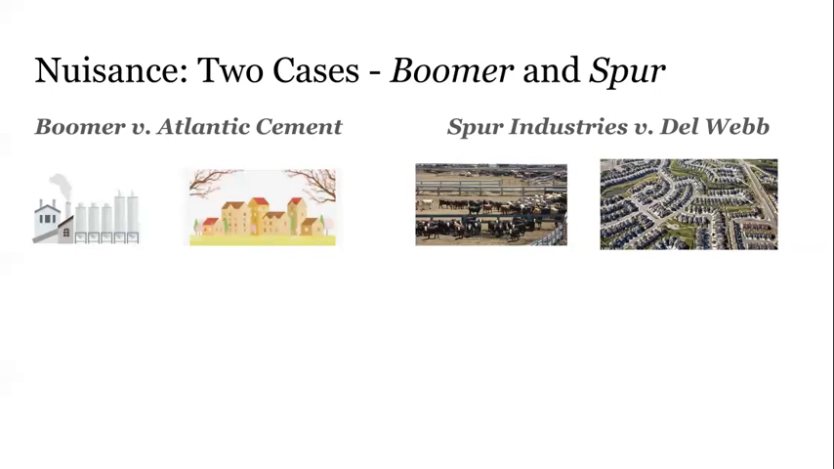The other interesting fact about Spur Industries that's different from Boomer v. Atlantic Cement is that in Spur, the cattle feedlot certainly had economic value to it, but nothing in relationship to Atlantic Cement. It wasn't as high value an economic activity, and it didn't create all of the economic benefits, relative to the area and its size, that Atlantic Cement was engaging in.